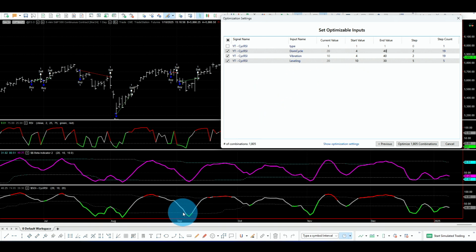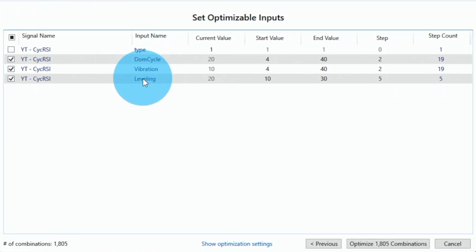We will buy when the RSI crosses below the lower channel, and we will exit when it is above the upper channel. And we will optimize the 3 parameters. Remember, lower in the dominant cycle and vibration produce more signals, and higher in the leveling produces more signals. So I'm going to optimize 4 to 40 step 2, 4 to 40 step 2, and 10 to 30 step 5. All in all, we have 1805 combinations.